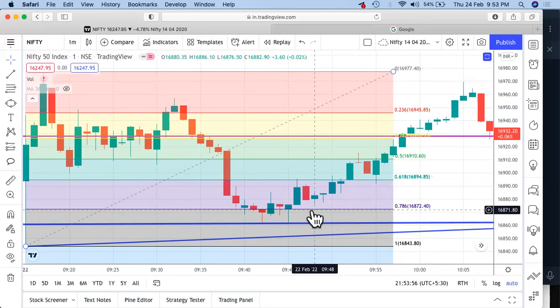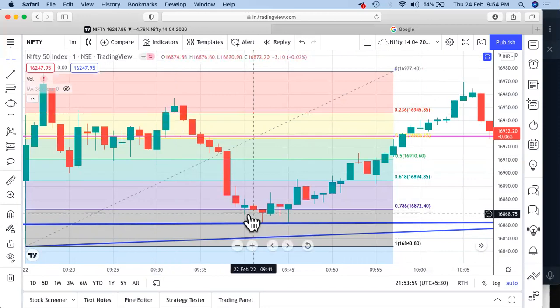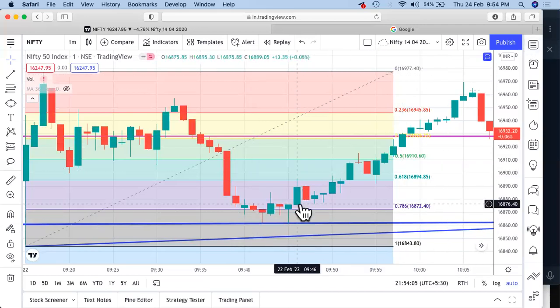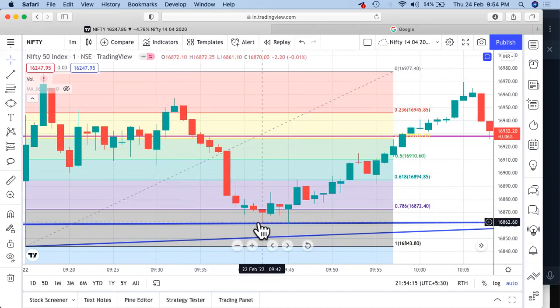But which is stronger, either this one or this one? Which would you consider as a stronger indication that the market will go in the reverse direction, taking support over here? 0.236, because the momentum is high there. Over here, you mean? Yeah, this. Right. Yeah, okay, fine.